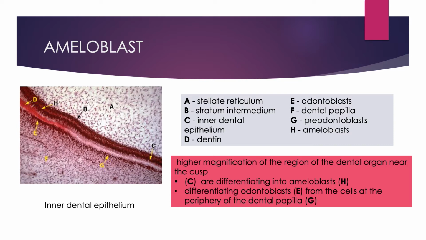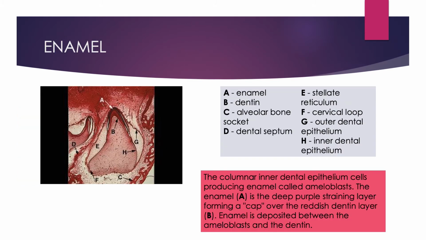This is a higher magnification of the region of the dental organ near the cusp from the preceding image. The cells of this region are actively involved in formative activities. Identify the following: stellate reticulum, stratum intermedium, and inner dental epithelium that are differentiating into ameloblasts. To the left of the image, dentin, and differentiating odontoblasts from the cells at the periphery of the dental papilla and the dental papilla.